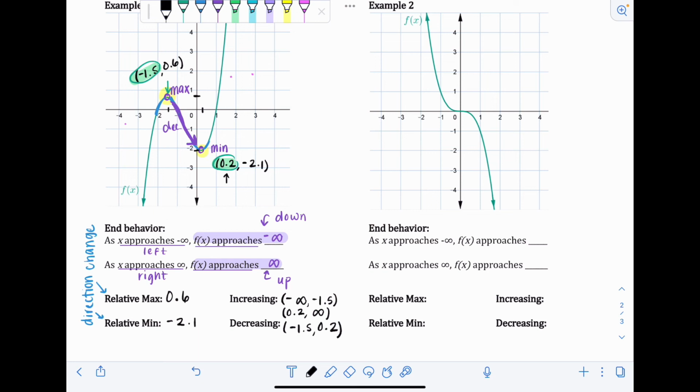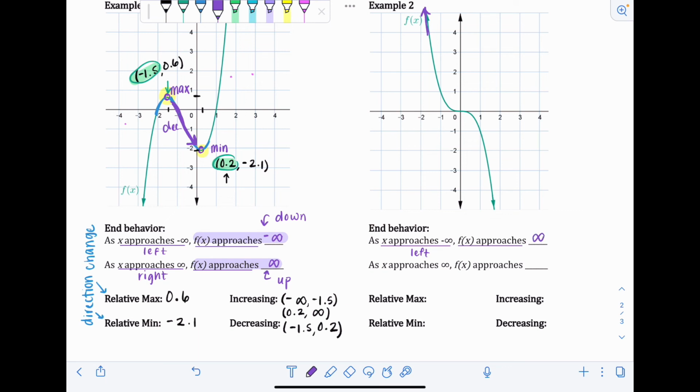Okay, and then example 2. So first, end behavior as x approaches negative infinity. Remember that means the left of the graph. So if I look at the left side of my graph, it finishes going upward. So if it finishes going upward, that means that f of x approaches positive infinity.